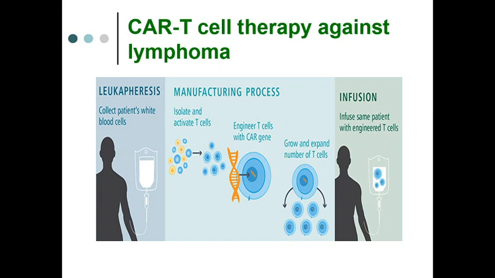The patient who was suffering from B cell lymphoma, from whom the T lymphocytes were isolated using leukapheresis. The T lymphocytes are genetically modified using the CAR T cell gene, and their original normal T cell receptor gene is knocked off or shut off, and the genetically modified T cells are now expanded in culture and given back to the patient through the intravenous route.